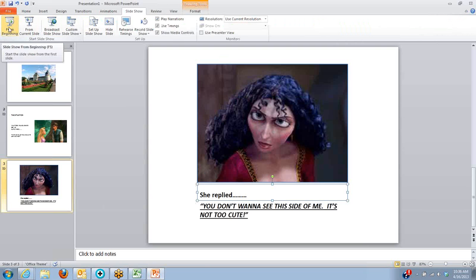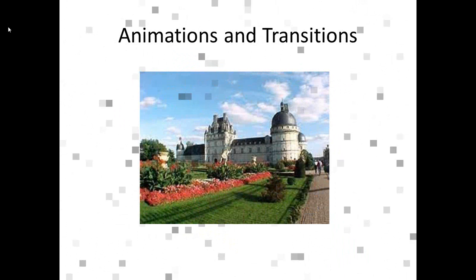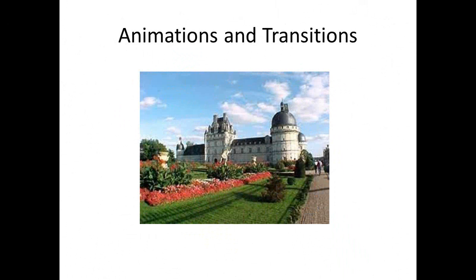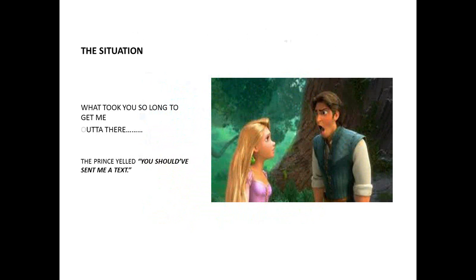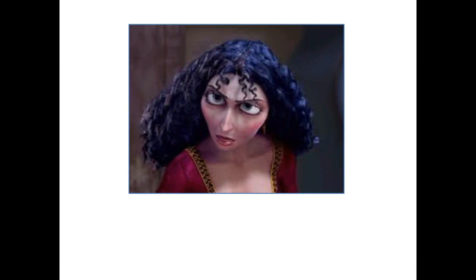So what I'm gonna do is I'm gonna do it from the beginning. There's the lovely castle. Remember, it was 4 seconds. It was 5 seconds to a transition. But she's like, "What took you so long to get me out of here? Prince Joe, you should have sent me a text." So you can use multiple options. Each picture can have its own way of showing up.